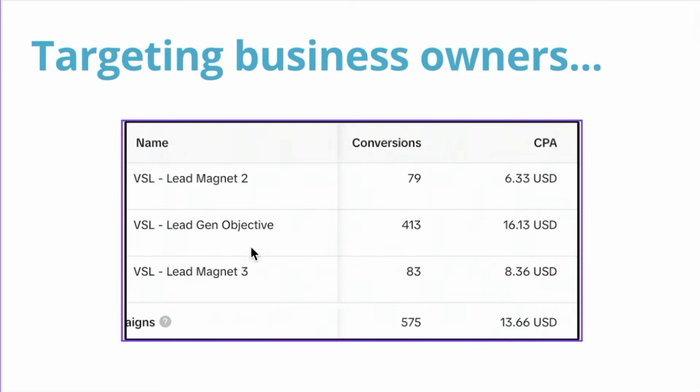And you can see that one of these campaigns generated leads at a $16 cost per lead. And then the other 2 campaigns generated leads for under $10. So that kind of shows the power of split testing and testing different things to see if you can improve your results. But overall, they had over 500 leads with a $13 cost per lead.